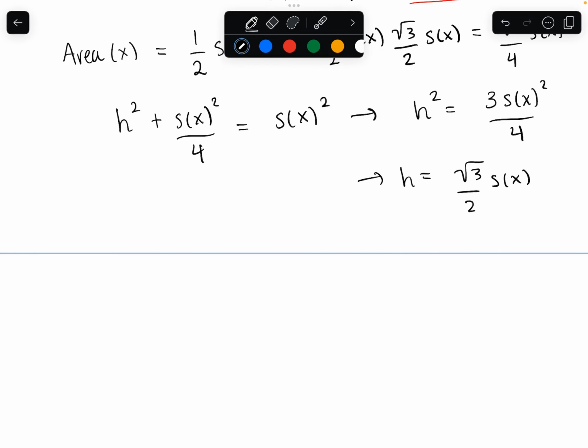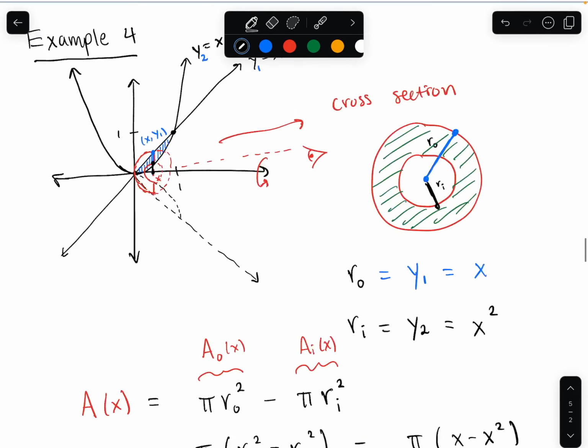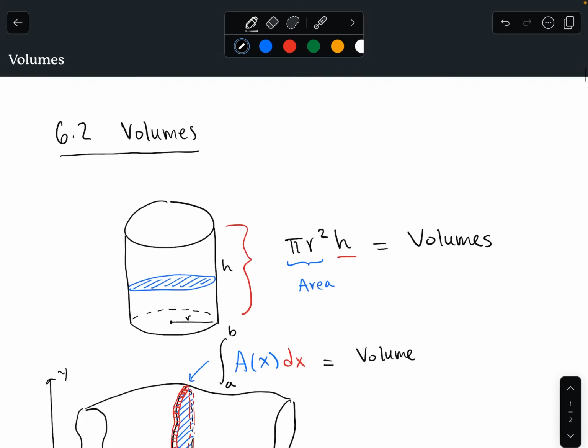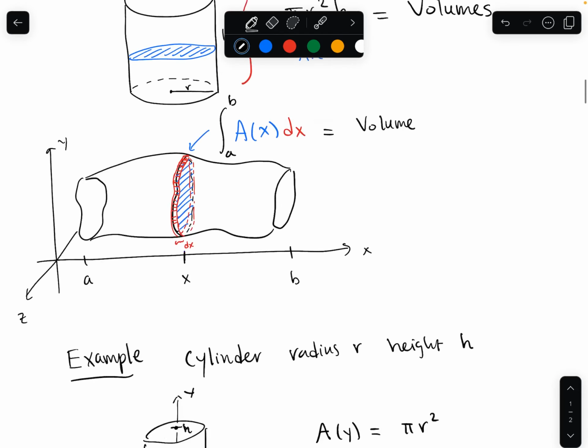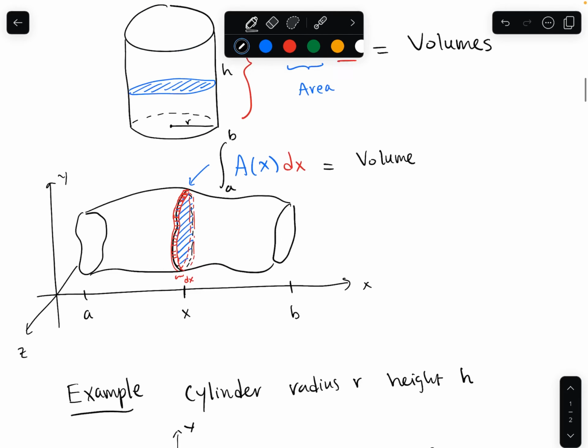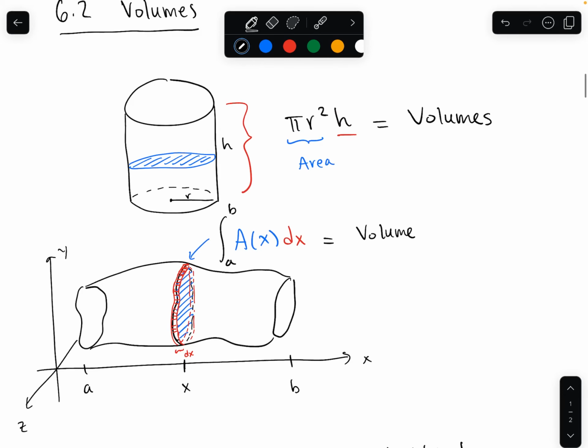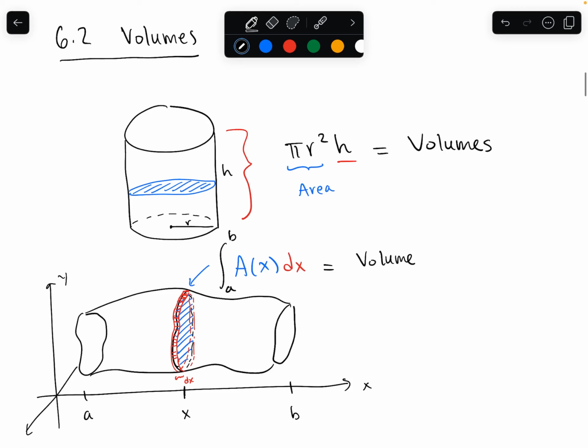Okay. That's section 6.2, how you find volumes in general. It's just you integrate the cross-sectional areas, and then we saw a couple special cases where you could do some tricks. Yeah, that's all.